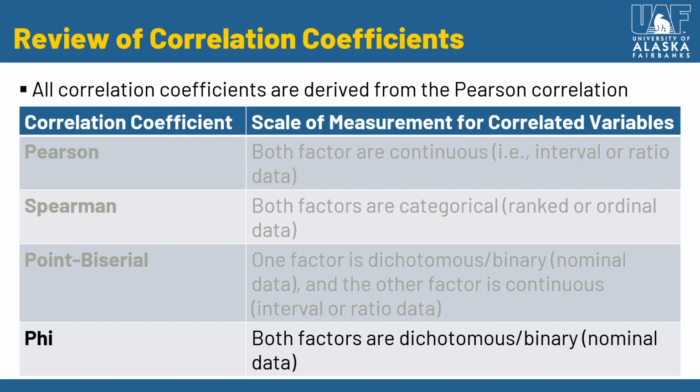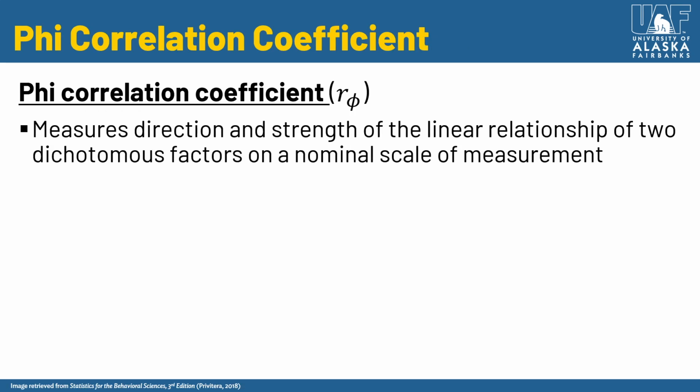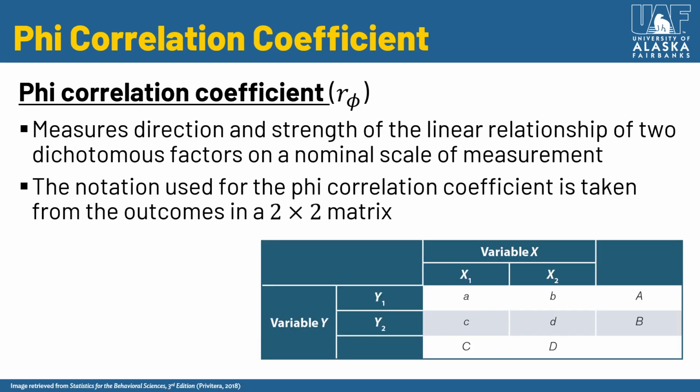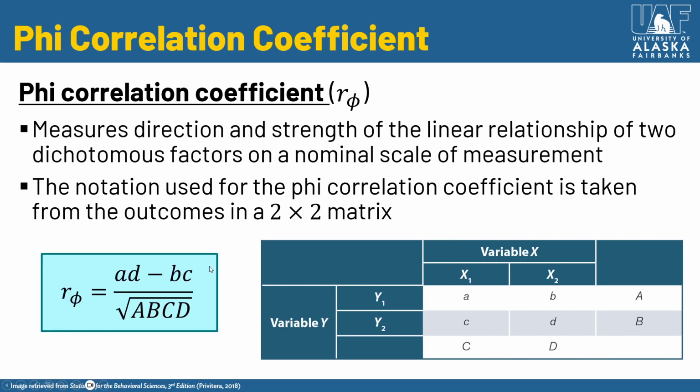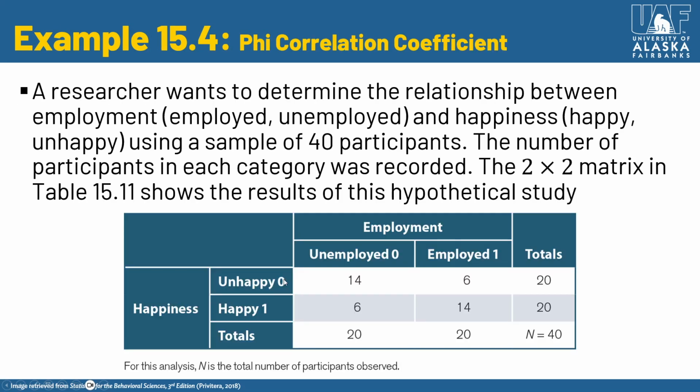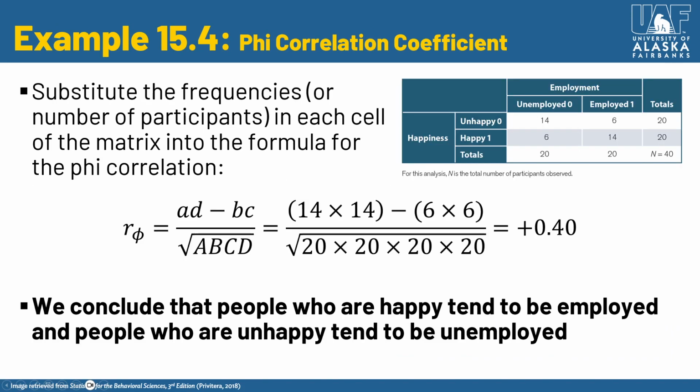Last one is two dichotomous or binary variables. So in this case, we're looking at a matrix like this. So A, B, C, D, big A, big B, big C, and big D, right? And then we're just going to plug it all in here. So basically you'll take the values from this table and plug them in. I'll let you come back through this if you'd like to look at the example specifically.